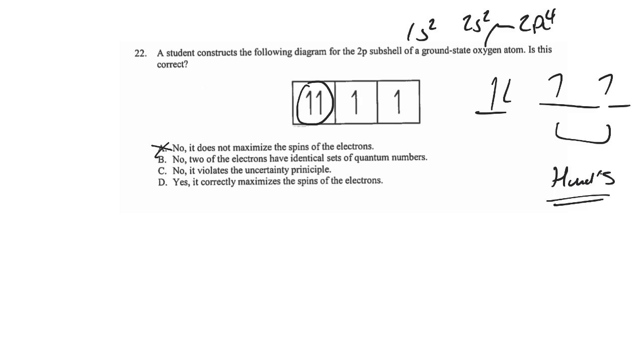It's not about maximizing the spin of the electrons. We need to spin pair 2 electrons in the same orbital so they don't have the same quantum numbers. No, so is the diagram correct? So no, 2 of the electrons have an identical set of quantum numbers is the correct answer. No, it violates the uncertainty principle. It has nothing to do with this question. Yes, it maximizes the spin of the electrons. We can only maximize up to 3 electrons in a p subshell in the same direction. That 4th one, we got a spin pair.